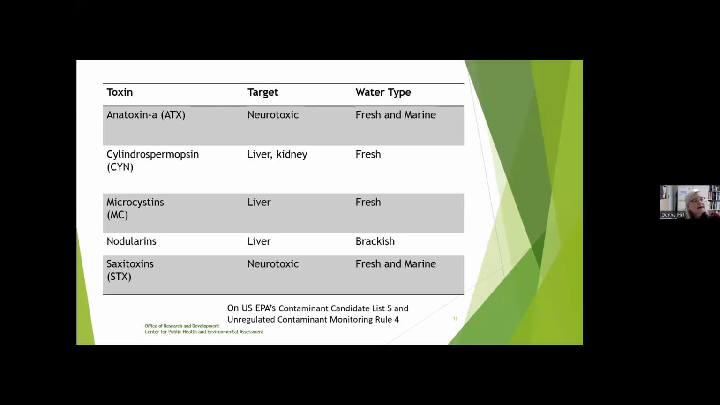And these are probably the key cyanotoxins that most people monitor for. We've got anatoxin and saxitoxins, or neurotoxins. Microcystins, we often assume nodularins and microcystins act similarly because of their structure. The nodularins are mainly in brackish water, and microcystins in freshwater, and their primary target is the liver, and cylindrospermopsin targets the liver and the kidney.